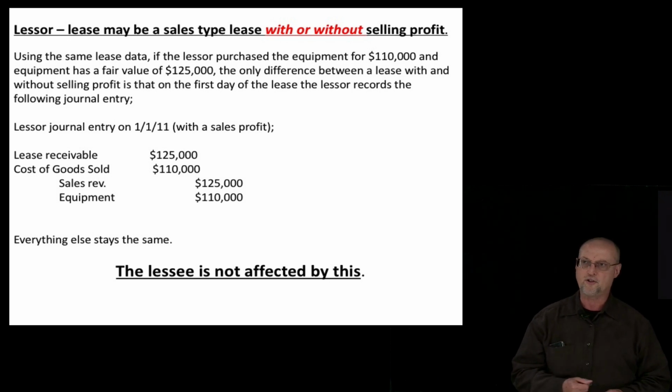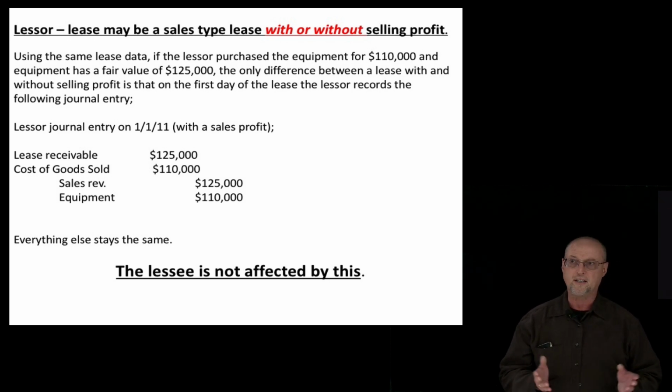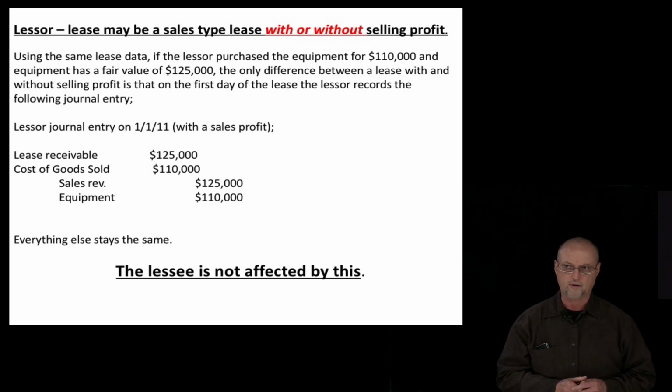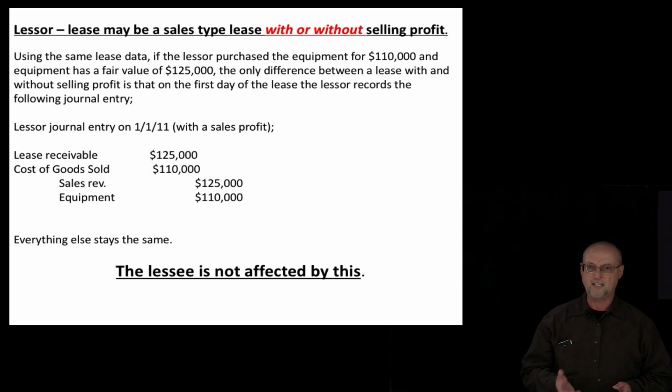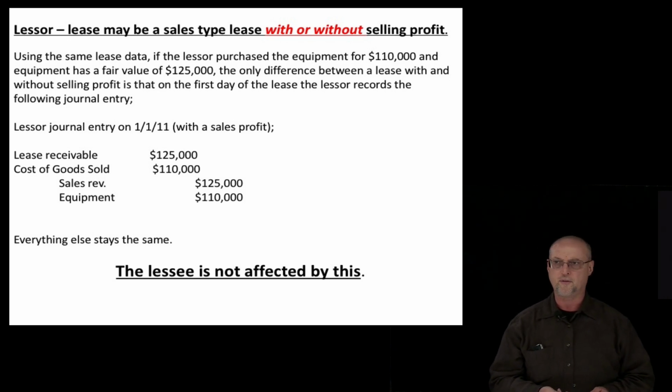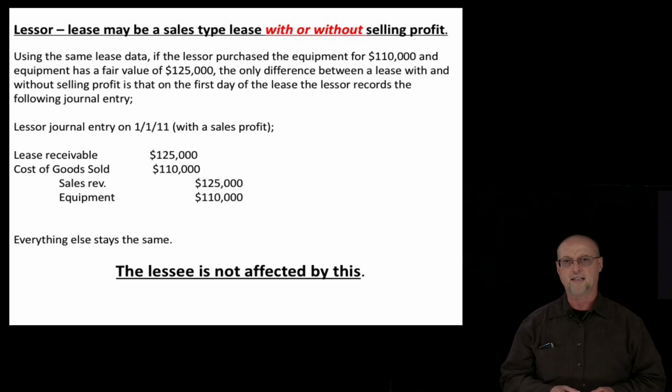They're going to debit lease receivable for $125,000. That didn't change, but they're going to debit cost of goods sold for $110,000. Okay, then they're going to credit sales revenue, $125,000, and they're going to credit the equipment account for $110,000. This should look very similar to a sale, where instead of a lease receivable, we're debiting accounts receivable. Everything else would be identical. So this is not a difficult journal entry.